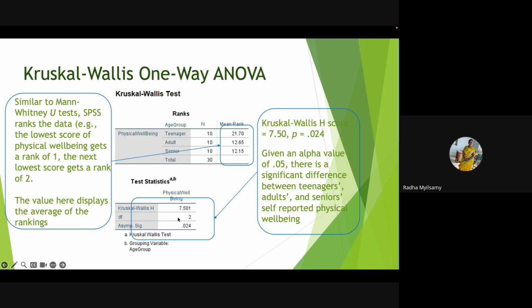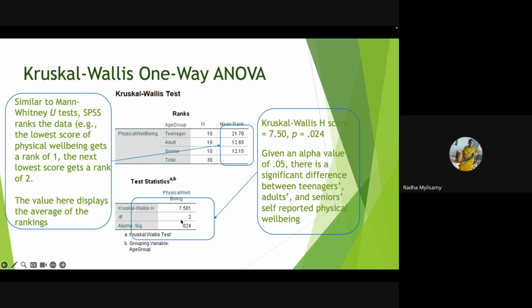After that, we have this box. It is the test statistics result. The Kruskal-Wallis H value is 7.501, and for degrees of freedom, there are 3 groups, so 3 minus 1, it is 2. So degrees of freedom is 2, and this asymptotic significance is called the P value. We want to compare this 0.024 value. This is the P value.